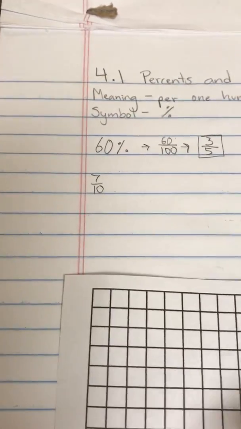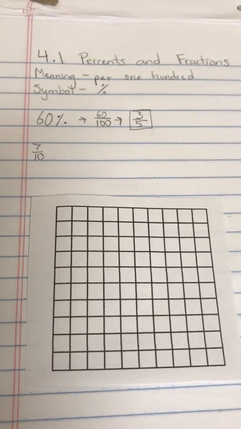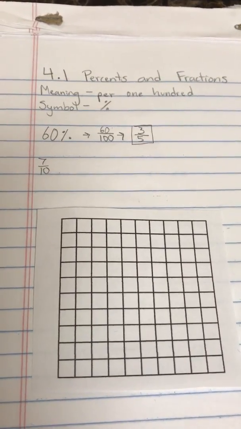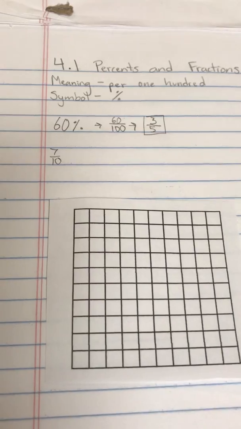So now it gets a little weird. Let's say they gave us 7/10 and they told us, hey, you need to draw 7/10 on your square. You need to color it in. Well, that seems pretty hard, don't you think? So we got to think of this in a different way.